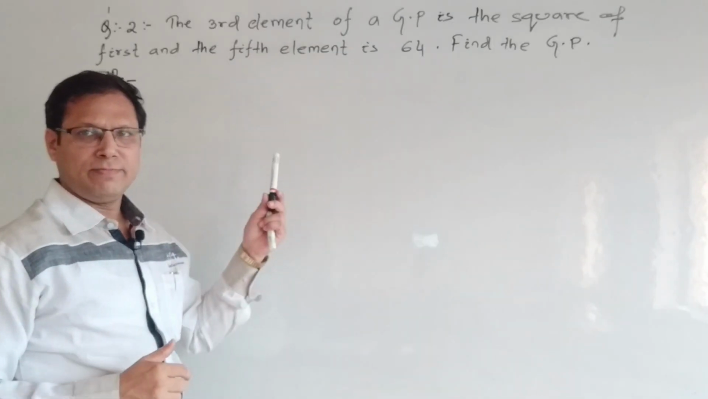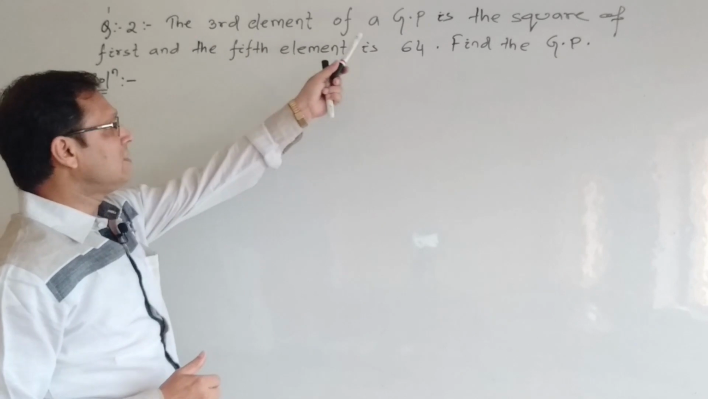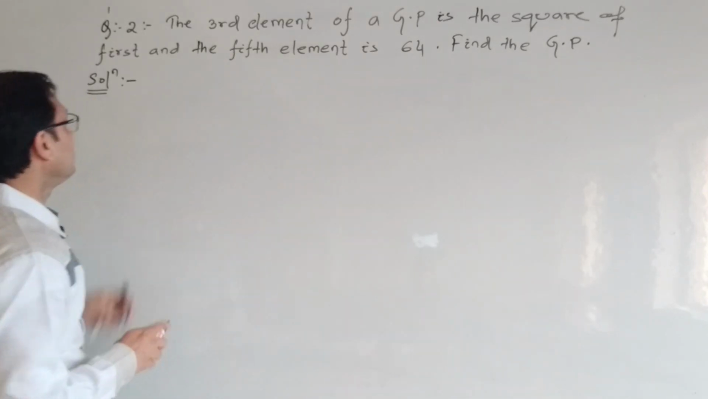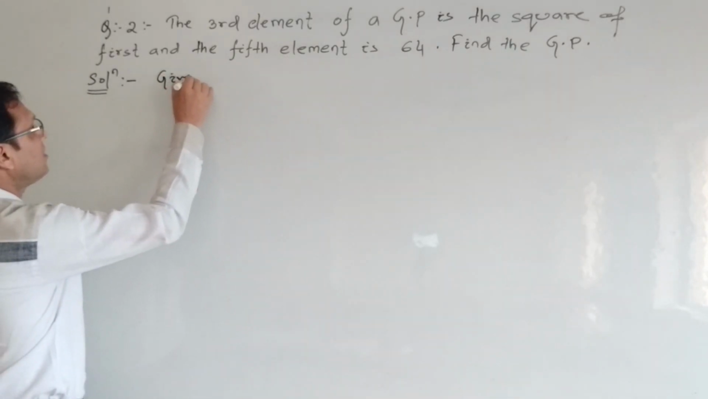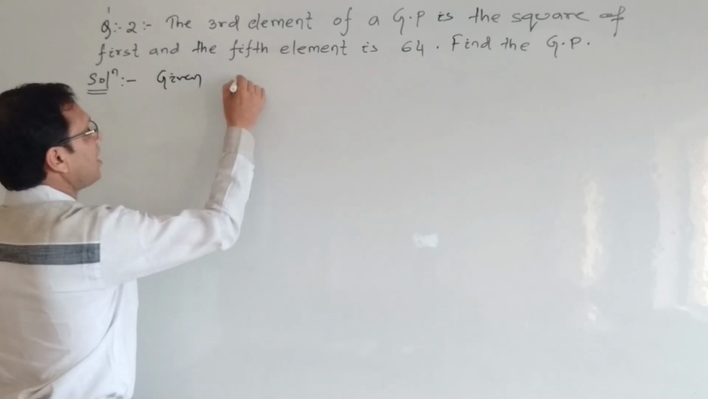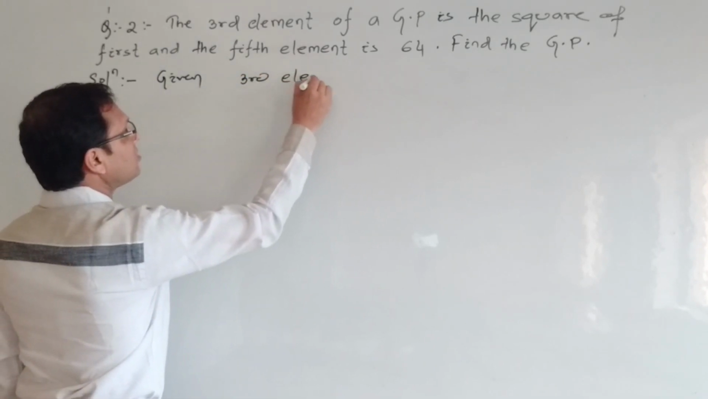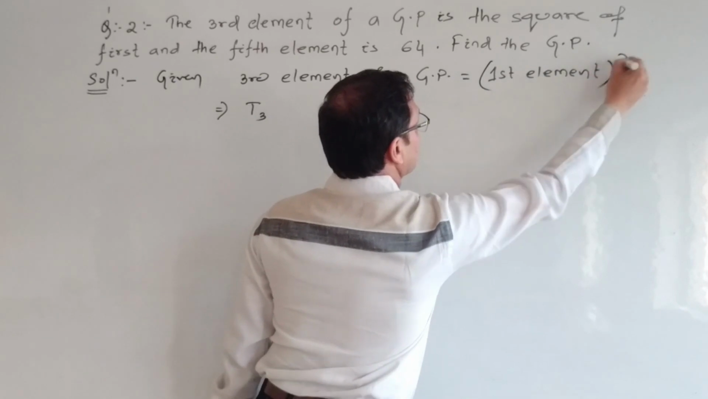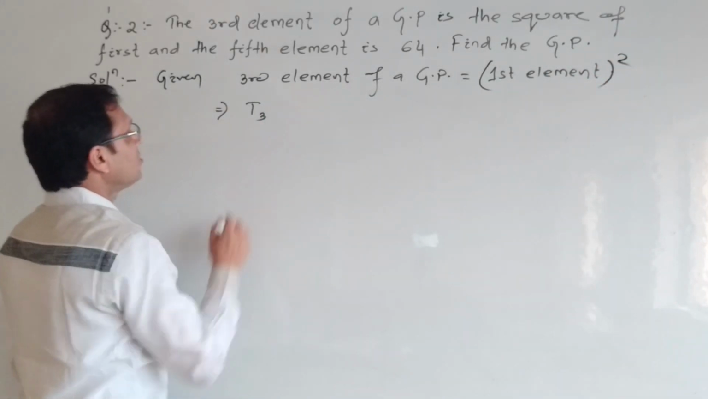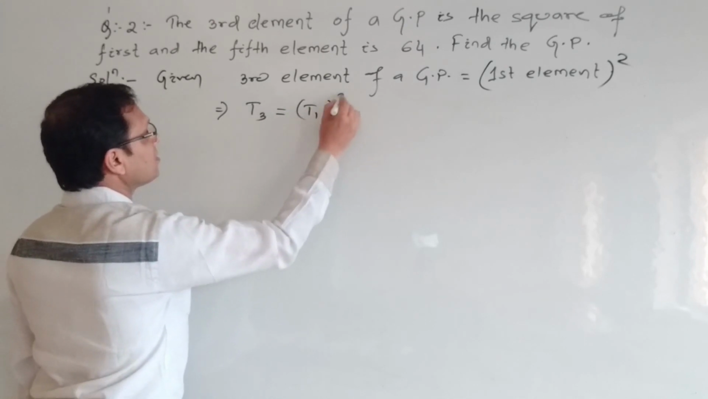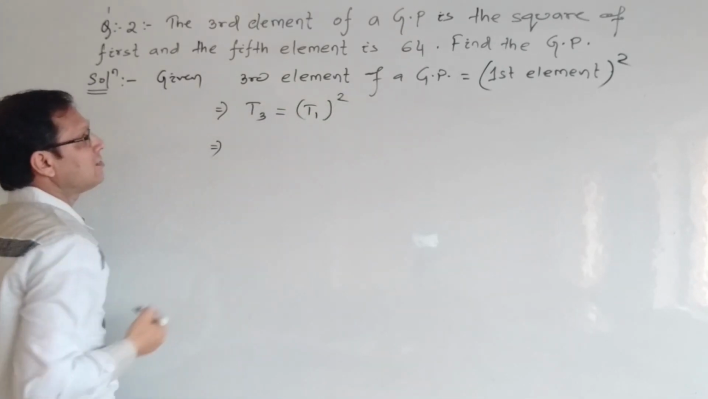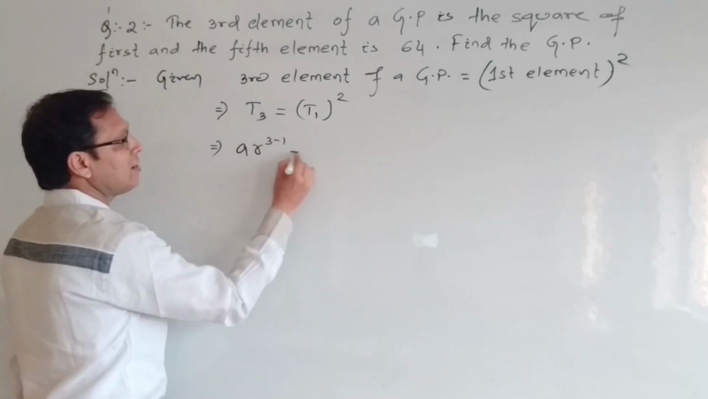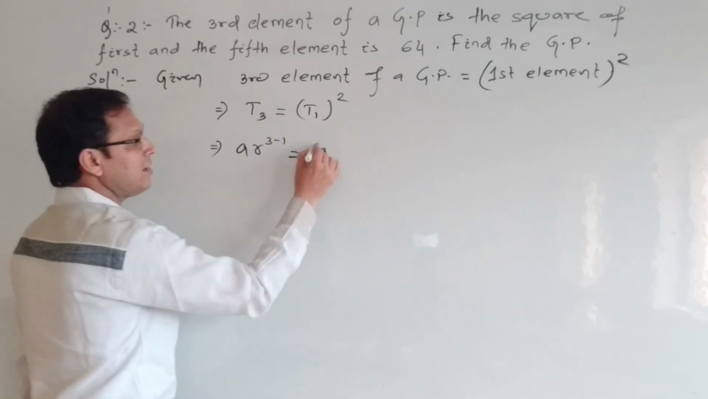Now we'll take another problem. That is, the third element of a GP is the square of the first and the fifth element is 64. Find the GP. So first you should mention the given: the third element of a GP is the square of the first element. So T3 is equal to T1 square. Or if A is the first element and r is the common ratio, then T3 is equal to A r to the power 3 minus 1, and T1, that means the first element, squared is A square.